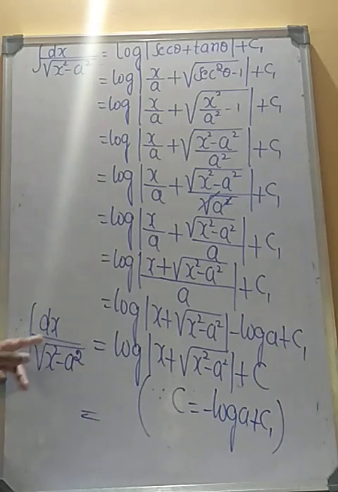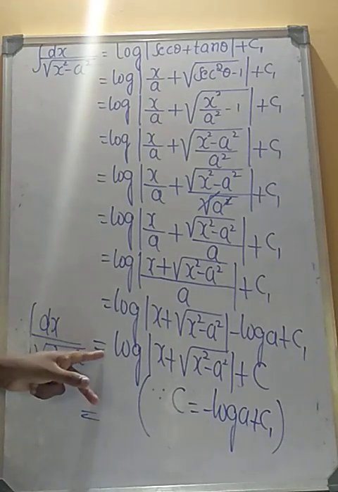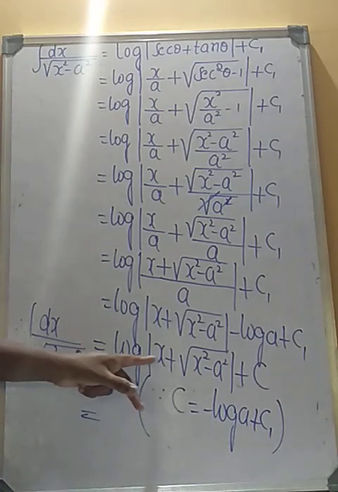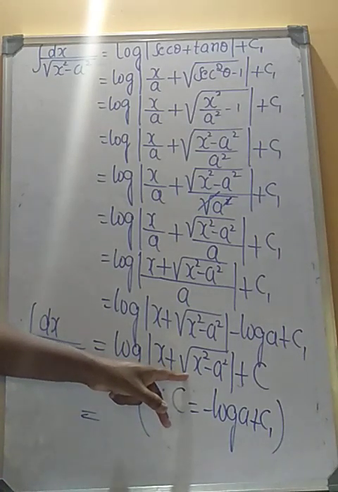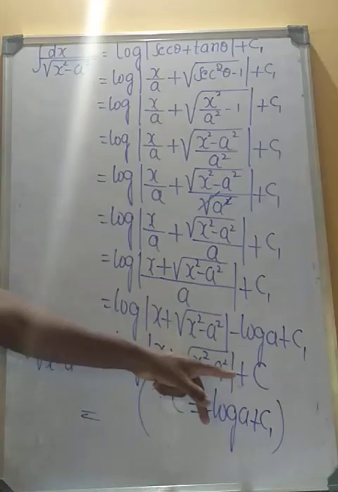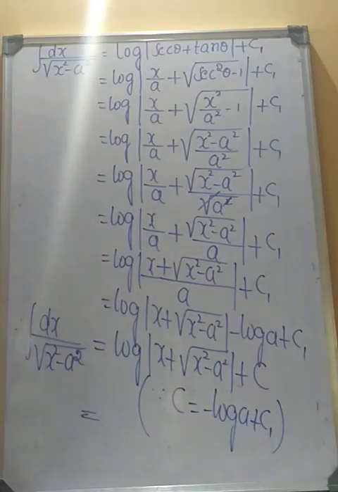Therefore, integral of dx by root of x square minus a square equals log of mod x plus root of x square minus a square plus c.